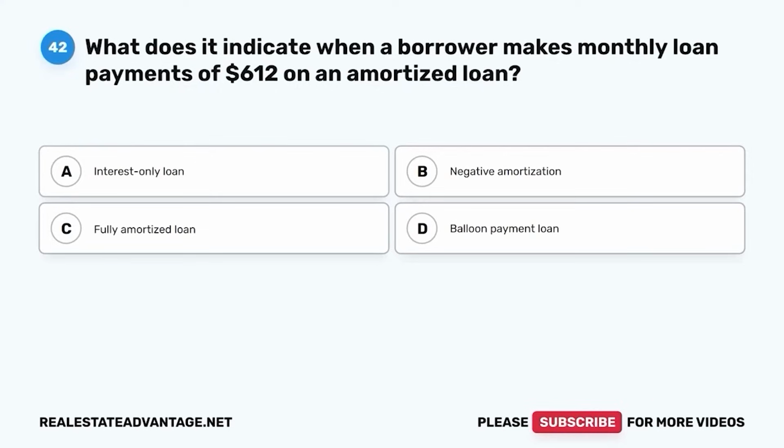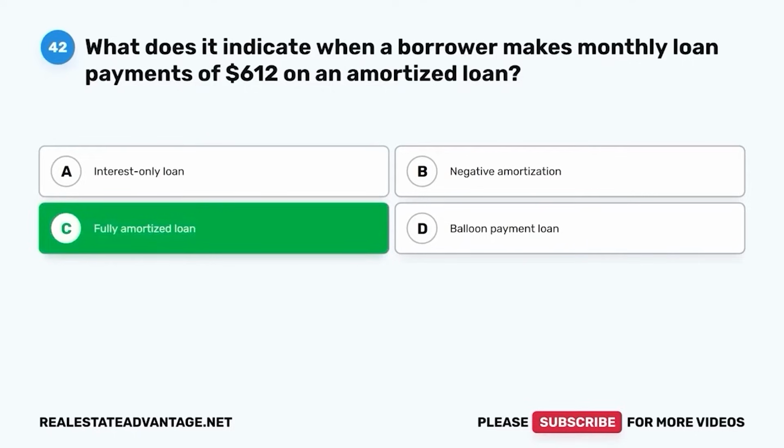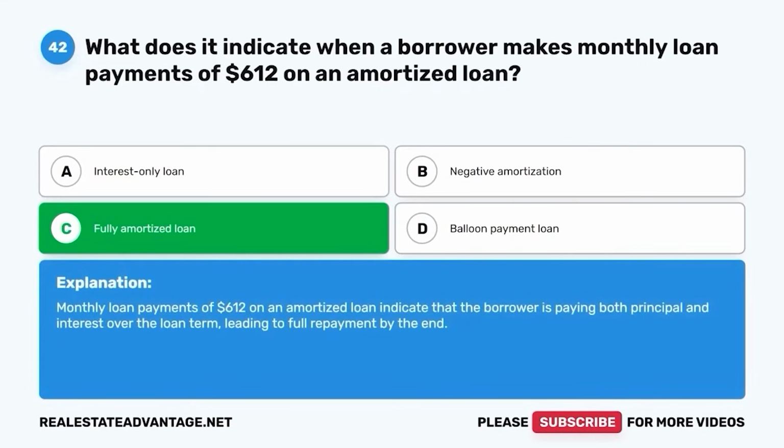Question 42. What does it indicate when a borrower makes monthly loan payments of $612 on an amortized loan? A, interest-only loan. B, negative amortization. C, fully amortized loan. D, balloon payment loan. The correct answer is C, fully amortized loan. Monthly loan payments of $612 on an amortized loan indicate that the borrower is paying both principal and interest over the loan term, leading to full repayment by the end.